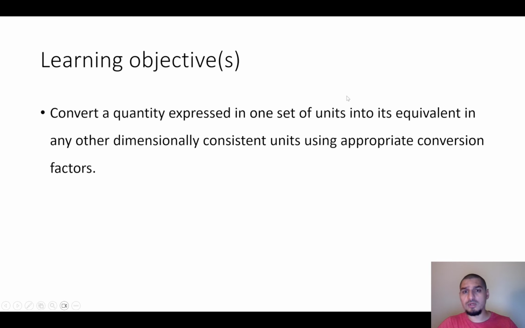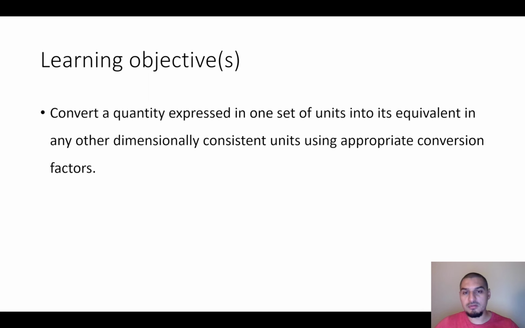first, we need to know how to convert a quantity expressed in one set of units into its equivalent in another unit that's consistent with the first unit, which means that, for example, if you know that there is a distance of, let's say, 10 meters, and you want to convert this into centimeters, so you multiply this by 100. So this is a unit conversion. You're converting meter to centimeter.